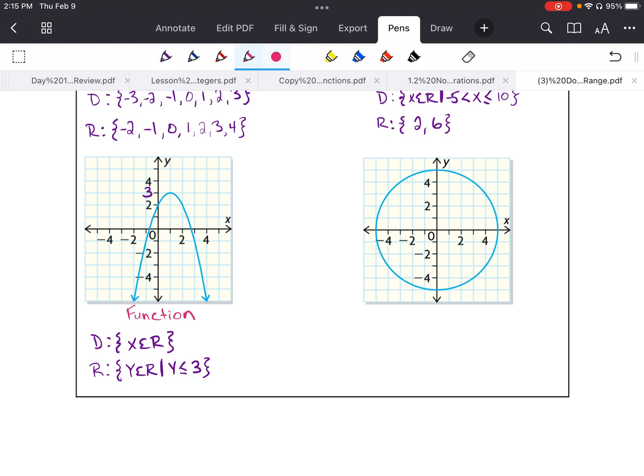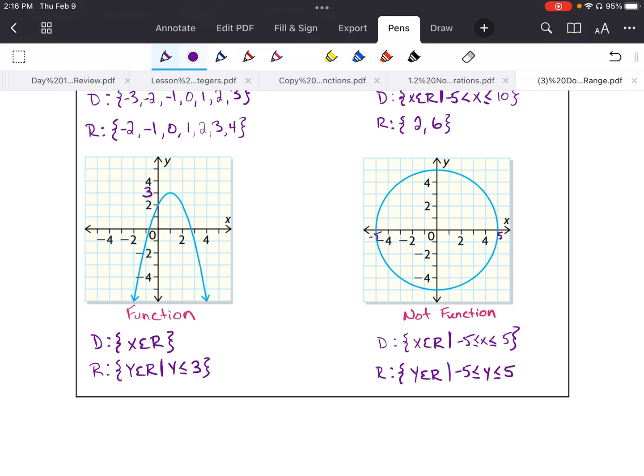All right, finally, the circle. If you put a vertical line anywhere in this function, you would see that it touches twice, so it's not a function. But there still is a domain and range. And for domain and range, we just look at our lowest number in the x, which is -5, our highest number, which is +5, and you just fill in the middle. Same with the range. Lowest number is -5, highest number is +5.